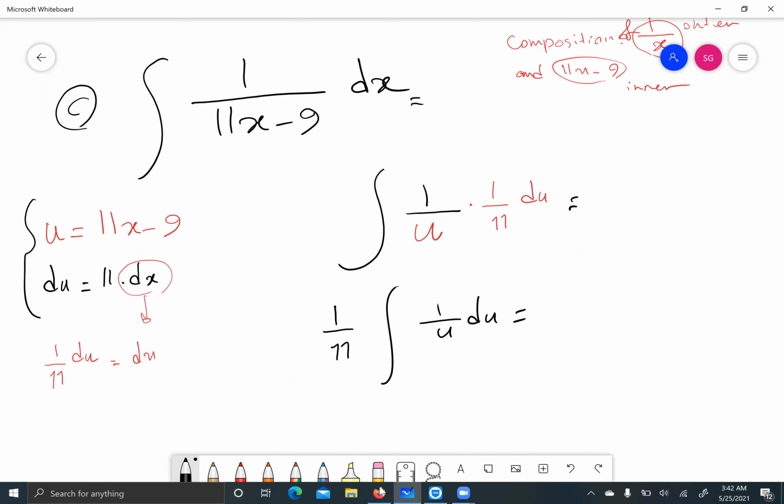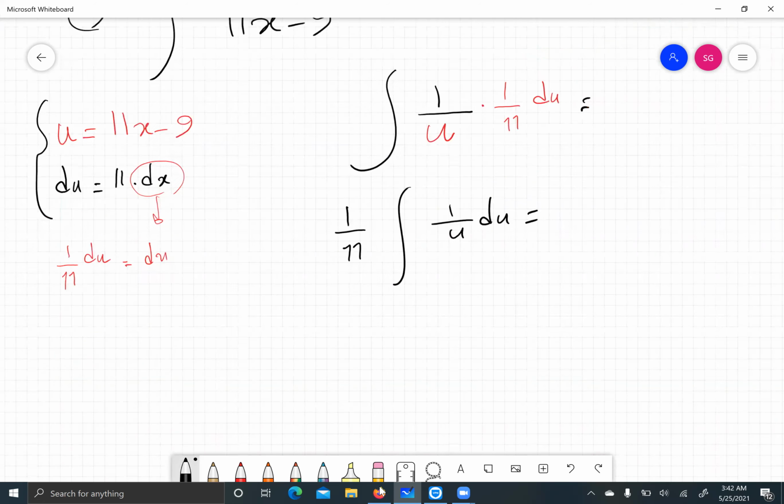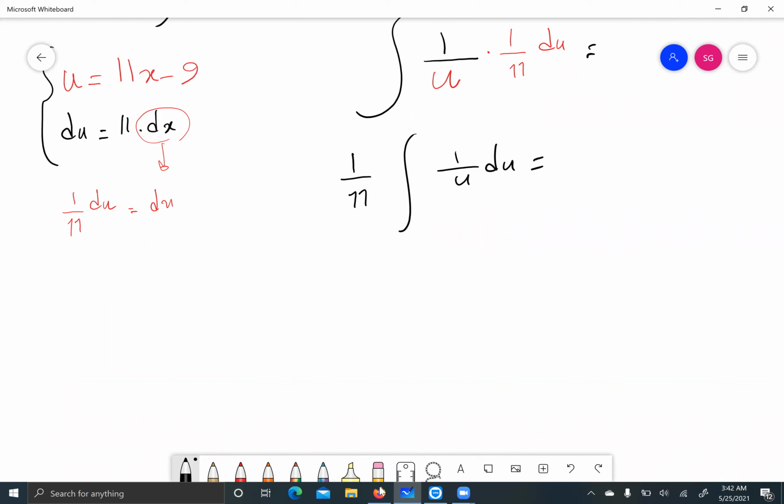So this is a basic function. This is in the table. This is one of the basic functions. The integral of 1 over u is ln of u. That's it. 1 over 11, ln of, what was u? u is 11x minus 9. That's it.